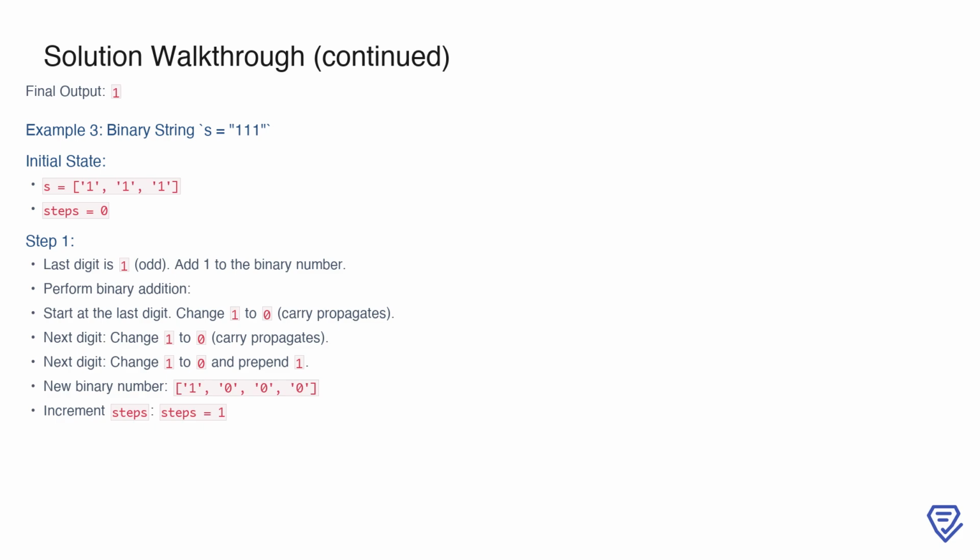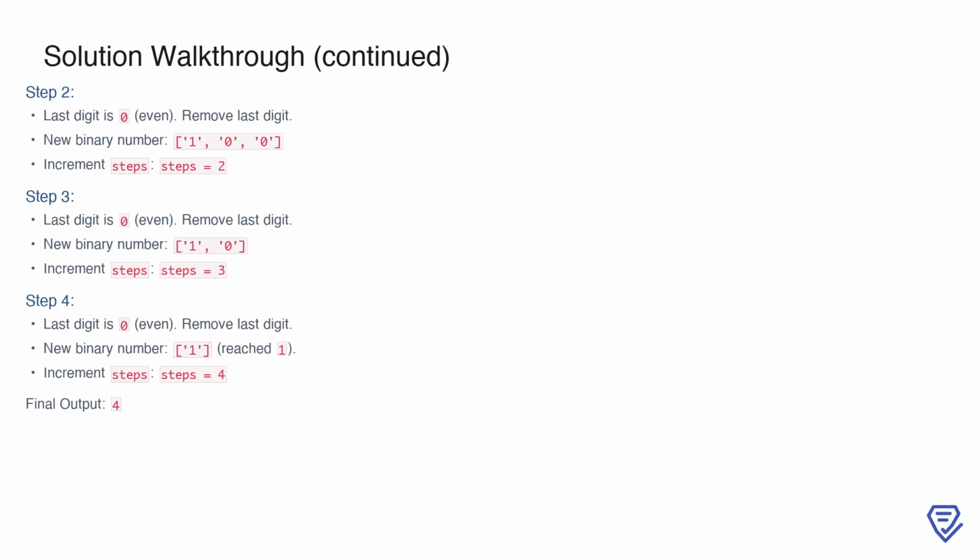Starting from the last digit, we change 1 to 0, and the carry propagates. The next digit is also 1, so we change it to 0, and the carry propagates again. The next digit is 1 as well, so we change it to 0 and prepend 1 to the binary number. The result of this addition is 1, 0, 0, 0. We increment the step counter, making steps equals 1.